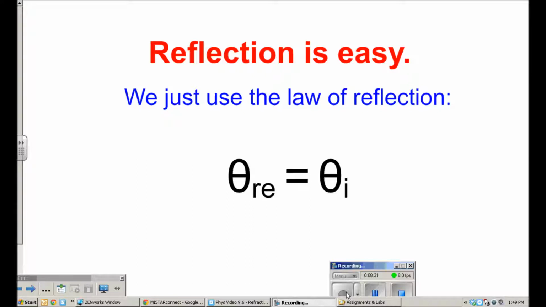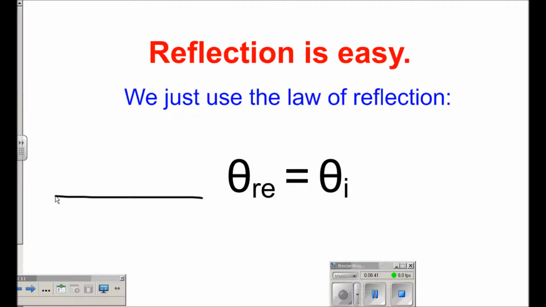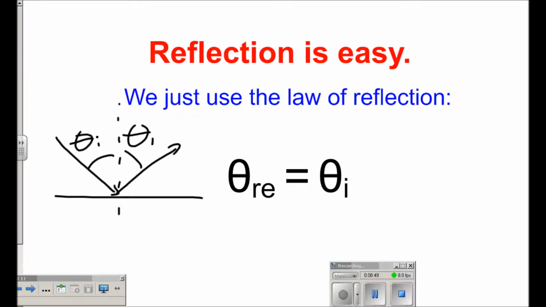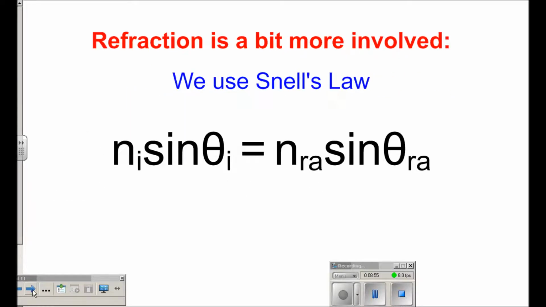All right, so now we need to talk about how to predict how much the light bends when it goes from one medium to another. So reflection is easy. We just use the law of reflection. You guys already know this, right? If your beam of light comes in like this, it's going to bounce out like this, so that your angle of incidence equals your angle of reflection. Okay? To calculate the angle of refraction is a little bit tougher.